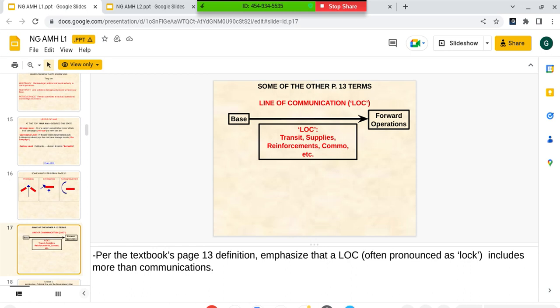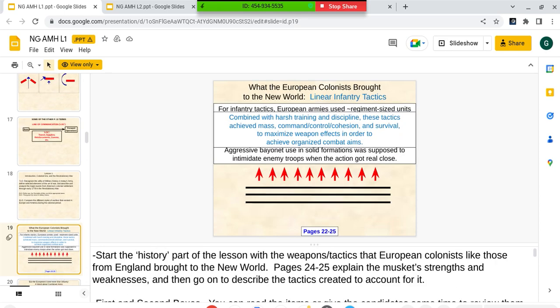Which is what the Patriots did in the Revolutionary War, because they couldn't fight the British head-on a lot. The militias had to go after the British line of communications. That's something we're going to talk about. That's directly testable later. But for now, we're going to start off at the beginning.